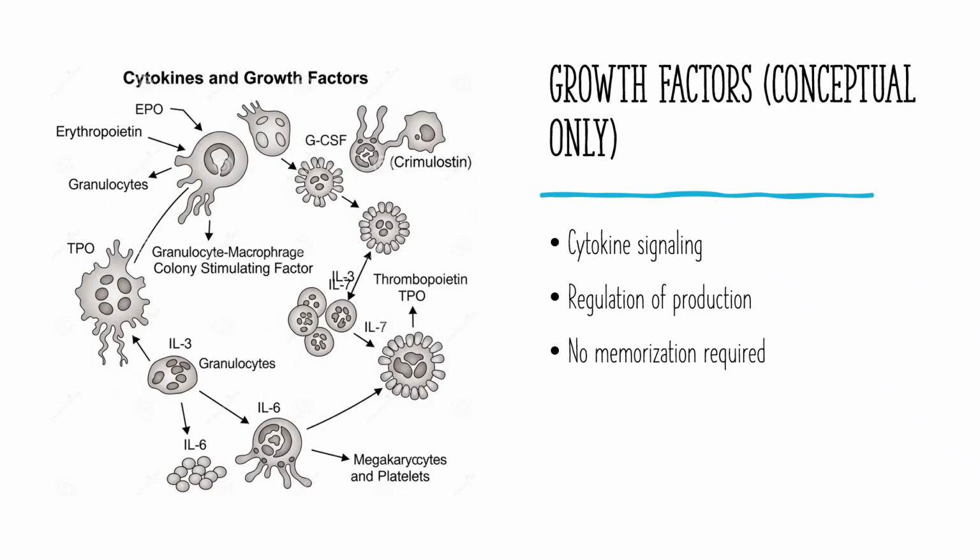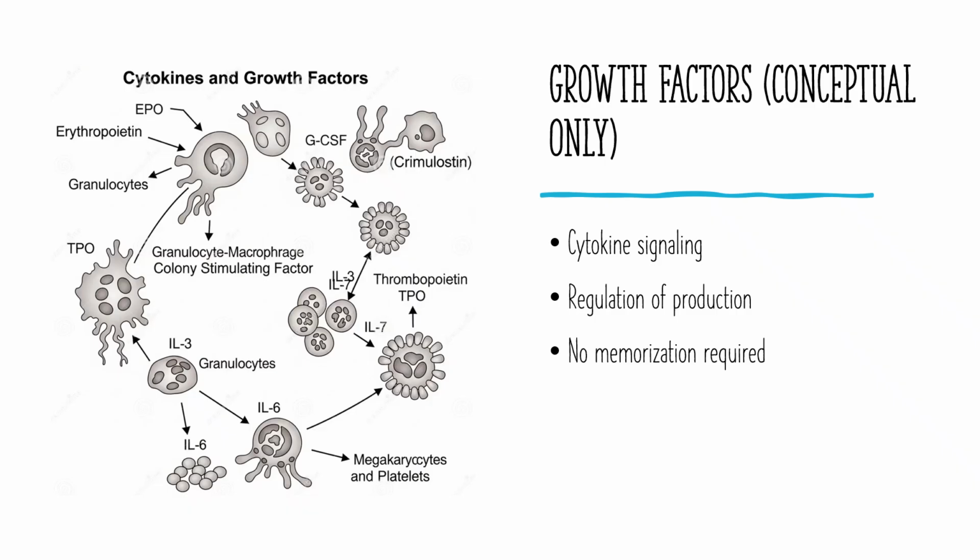G-CSF stimulates granulocyte production, something you'll see clinically when patients receive growth factor therapy after chemotherapy. Thrombopoietin, or TPO, drives platelet formation. From a histotechnology perspective, why do we care? Because these signals directly change what we see morphologically.